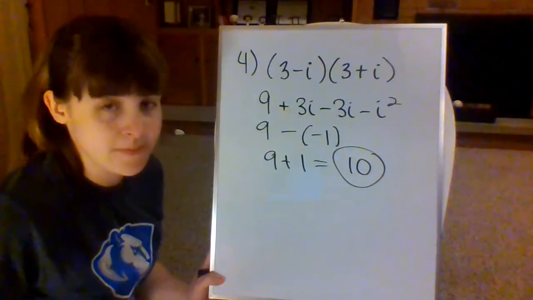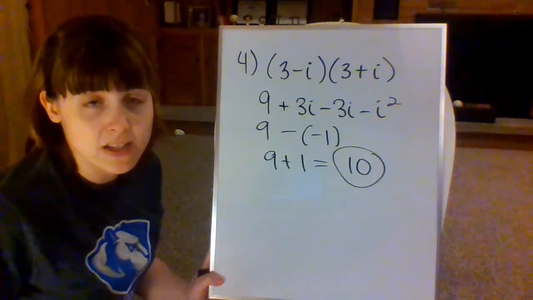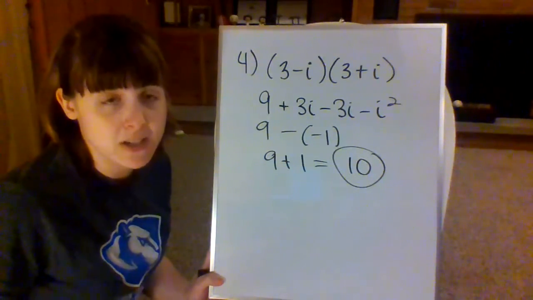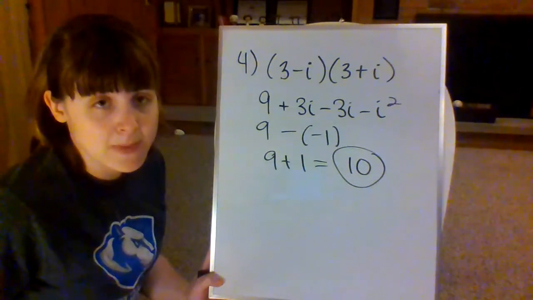Okay, so that's it. So those are 4 examples of multiplying complex numbers. That's what your assignment for today is going to be about. So if you have any questions, let me know and I'll be happy to help you.